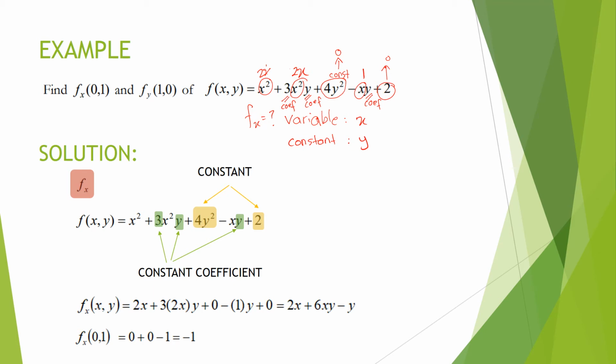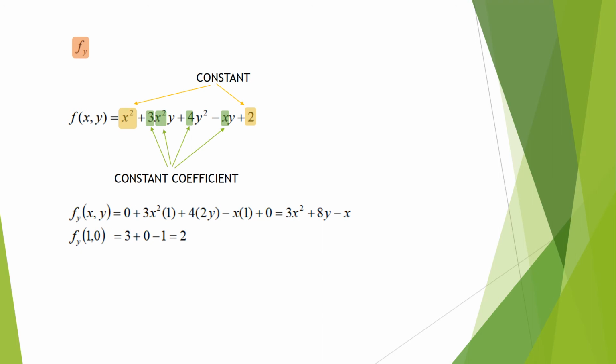So it leaves us with the answer 2x plus 3 2x y plus 0 minus 1y plus 0. Let's substitute the values 0 and 1, and then you will get your answer. Next, try to find our fy.